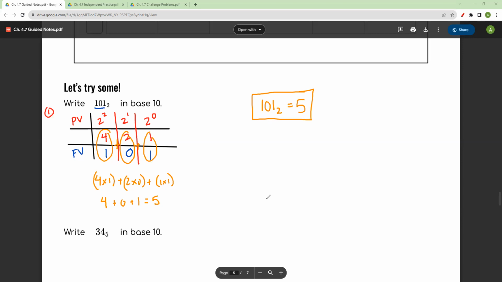So if we wanted to program a computer, like maybe one day you want to be a computer programmer, if you want to tell the computer 5, you would have to enter 101. To us, that looks like 101, but to the computer, it means 5 because they only use the binary code.